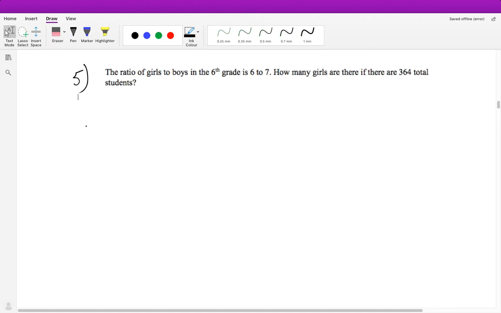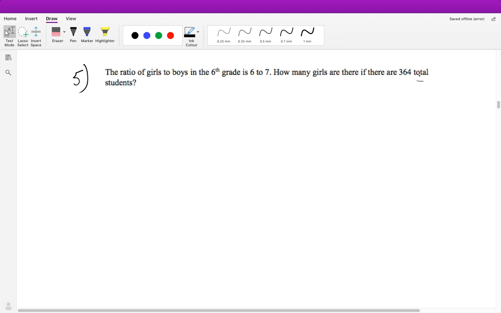I just want to add one more question, because with us using the tape diagram, you would know how to solve this question when we're doing the total, but we've never set one up yet for the ratio or setting up a proportion. So I just want to go through one of these questions when we see that there's a total here and how we know how to set this up. It says the ratio of girls to boys in the 6th grade is 6 to 7. How many girls are there if there are 364 total students?